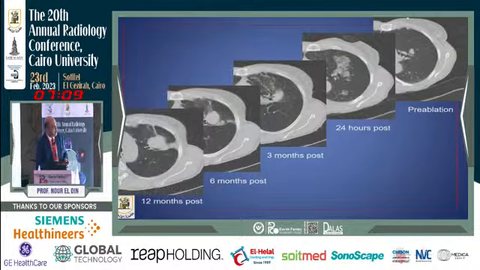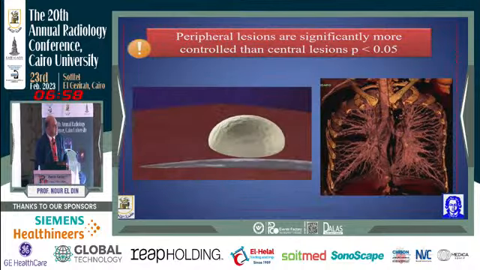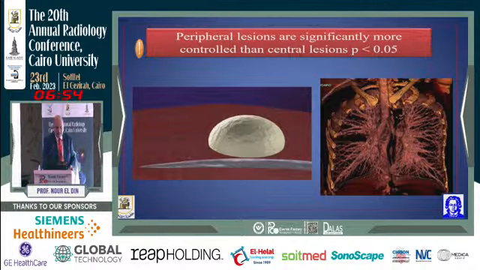Puncturing such a lesion is associated with increased risk of bleeding, and the process was not adequately done, so the patient had progression in this lesion. So central lesions are badly controllable. This is due to the heat sink effect.